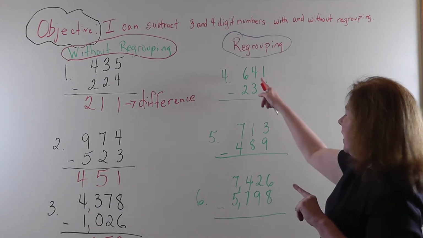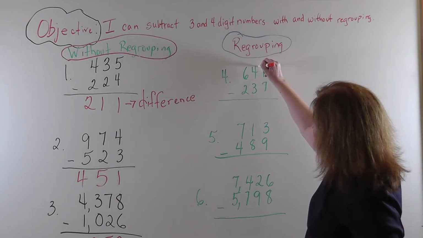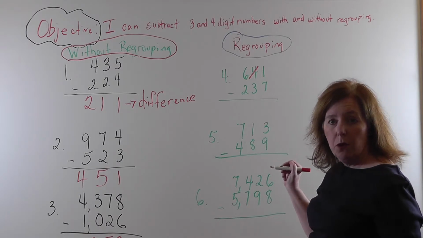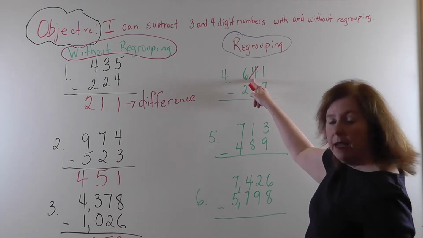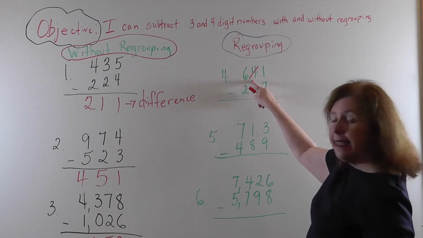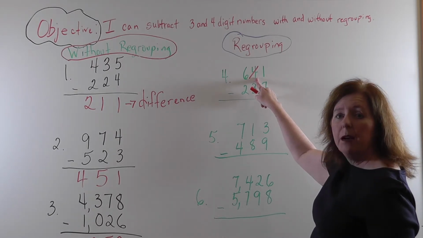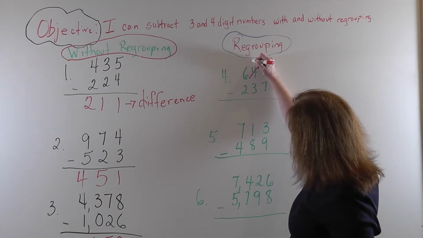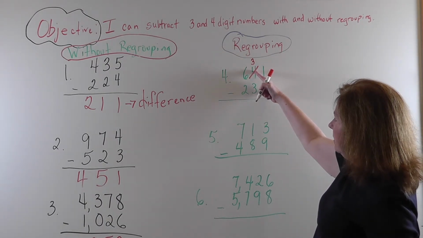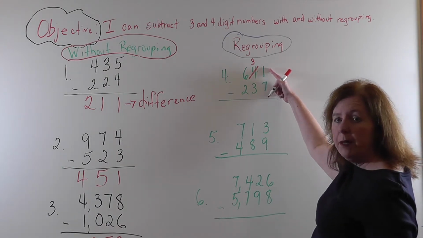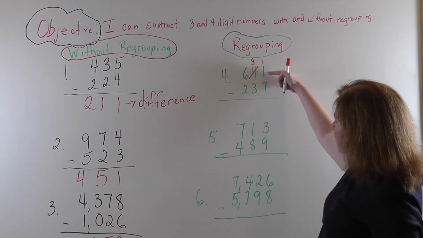So I have to go next door, bust down the door, and take 1 more. So I'm going to my tens place. I'm going to bust down that door, and I'm going to take a 10 and bring it over to my ones place. So now my 4 tens becomes 3 tens. So I'll put a 3 here. So this is regrouping. I'm taking a 10 and bringing it to my ones place. So now I bring the 10 over. Now I have 10 plus 1 is 11.